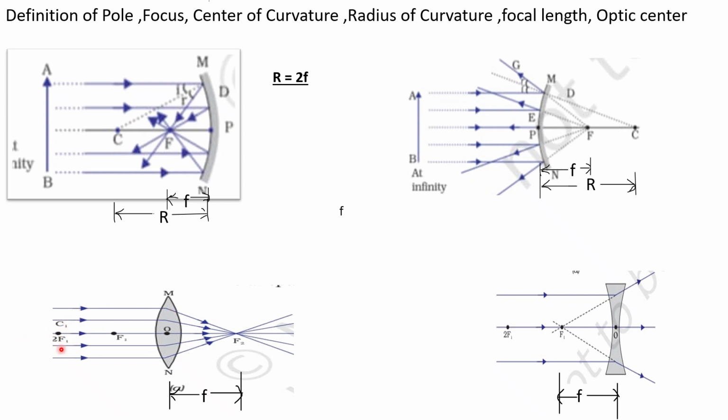C is denoted as 2f1 because it belongs to the first part of the lens, and from here it will be written f2, the second focus, and the second center of curvature, so this will be 2f2. As this is two spherical surfaces, that's why f1 and f2. Here also 2f1, f1, that is 2f1 is the center of curvature, and f2 will come here.